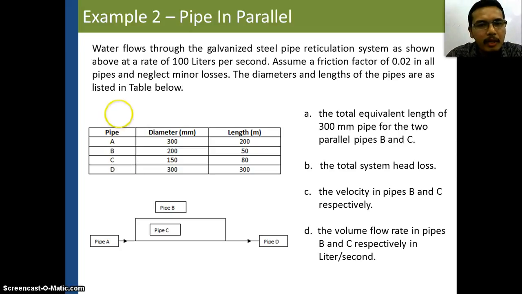I hope everybody can do both of these examples, and then we can discuss in class.